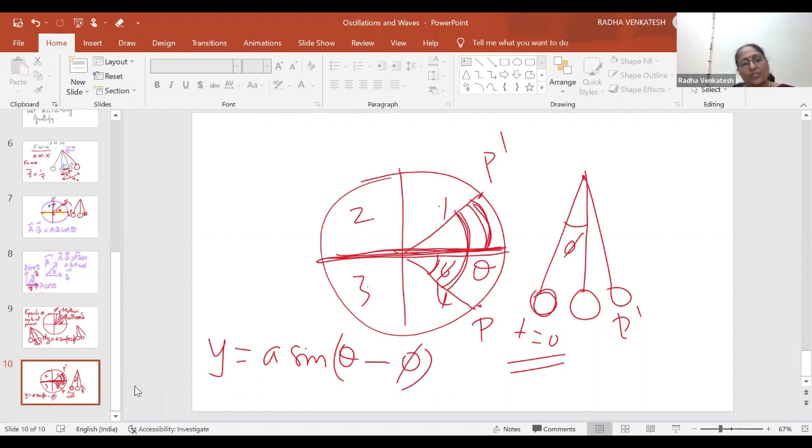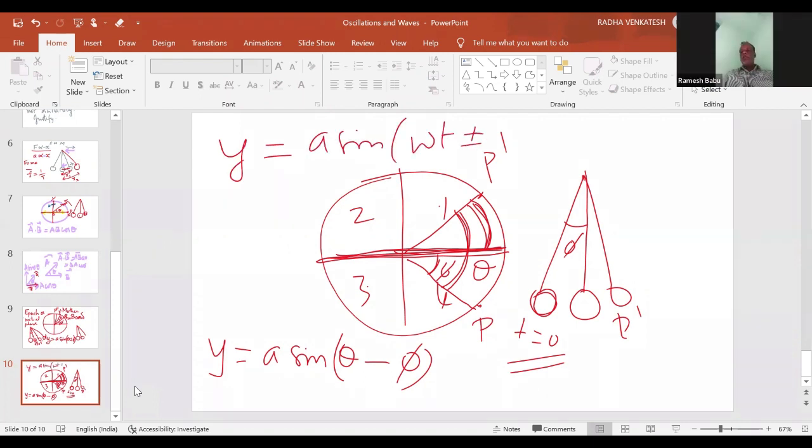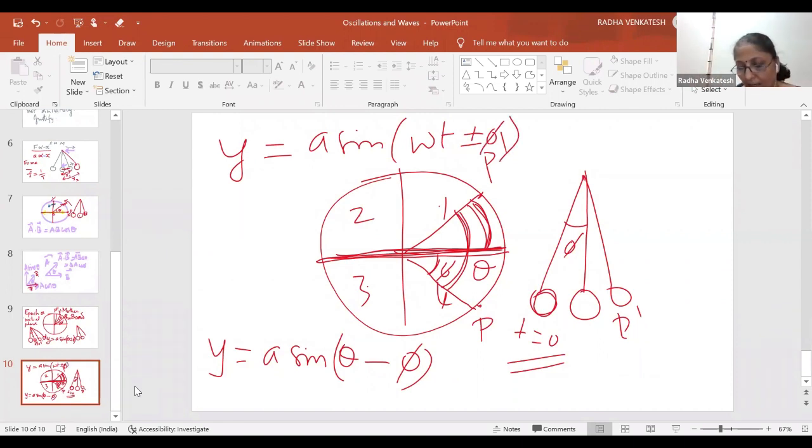So do you teach your children a sine omega t plus phi or a sine omega t minus phi? Omega t is nothing but the theta, so it is omega t minus phi. So your displacement equation is basically a sine omega t plus or minus phi, depending upon where you start seeing the oscillatory motion. Are we clear? So the general equation for displacement is a sine omega t plus or minus phi.